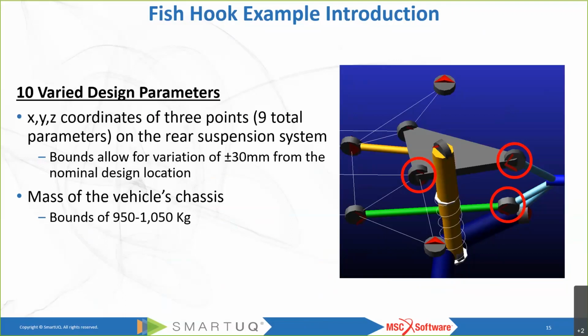And the bounds within which we allow that to vary, so we allow our design to have bounds within, is plus or minus 30 millimeters from the nominal design location. So that would represent the DOE bounds for those coordinate positions. The last design parameter we have is the mass of the vehicle's chassis, and that has bounds between 950 and 1,050 kilograms.